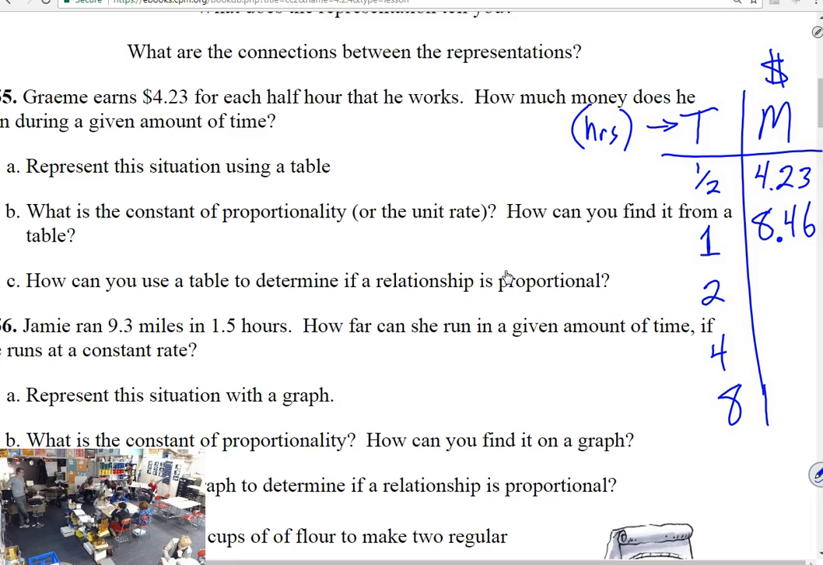Now, the reason I did my table like this, 8 hours is a full day of work. 8 hours is a work day, right? So I'm just curious, what would he make if he worked for a full work day? 8.46.